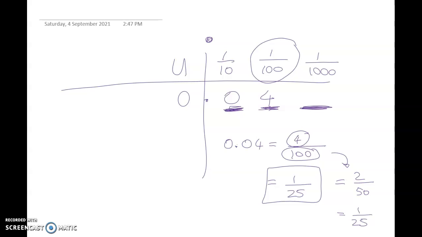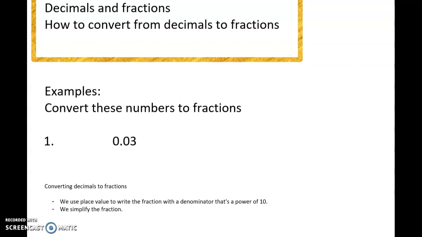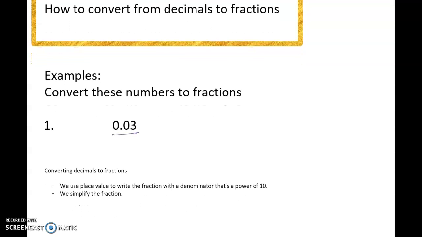I'm going to work through 7 now, and that's going to be how we do each one. We're going to look at the place value to get the denominator, and then we're going to simplify if we have to. So this first one, 0.03, is very similar to the last one. The 3 means 3 hundredths because it's in that place value column. So we're going to write it as 3 out of 100, and we can't simplify that because 3 is a prime. So we're done.